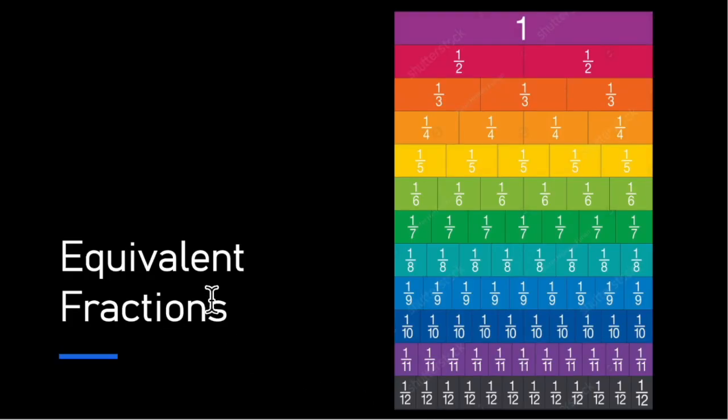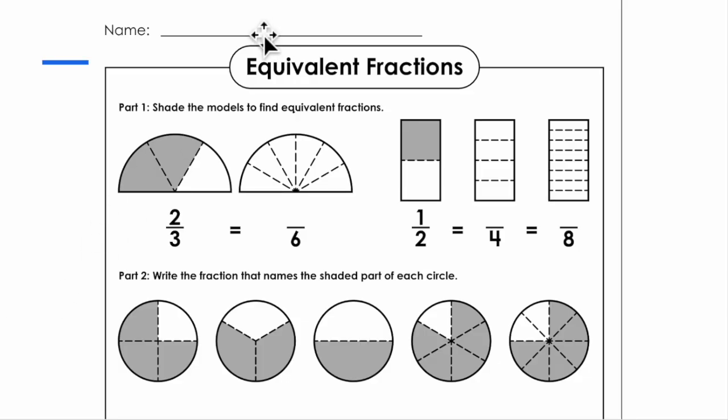Today we're talking about equivalent fractions, right? Equivalent means equal. As we see over here, we have all these different fractions, right? All of them put together are equal to 1. 2 halves are equal to 1. 3/3 equal to 1. So it's the same for all. So now let's go on and look at our first example of what we're talking about here.